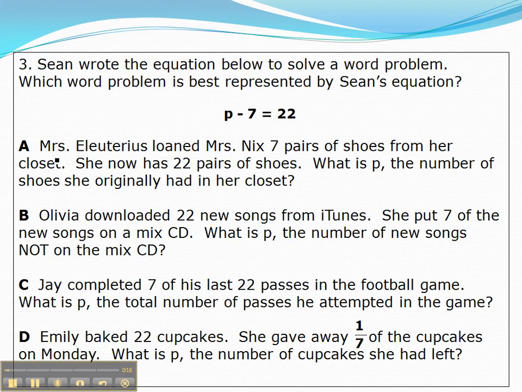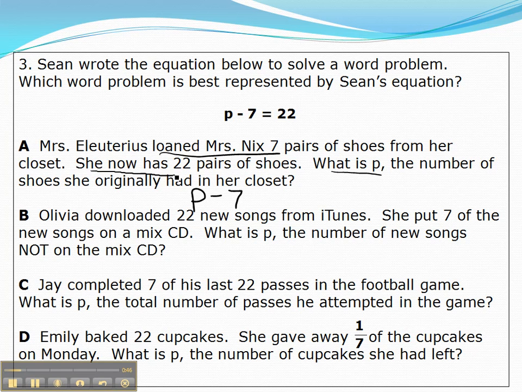The first answer choice says Mrs. Eleuteris loaned Mrs. Nix 7 pairs of shoes from her closet. She now has 22 pairs of shoes. What is p, the number of shoes she originally had in her closet? Well, if she originally had p shoes and she loaned Mrs. Nix 7 pairs, loaned 7 would be taking 7 away from p, so p minus 7.